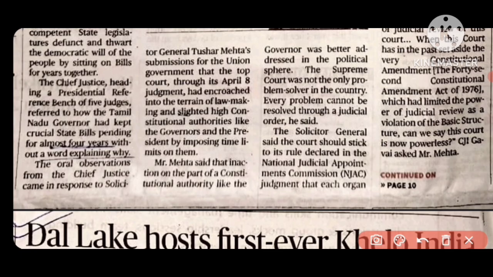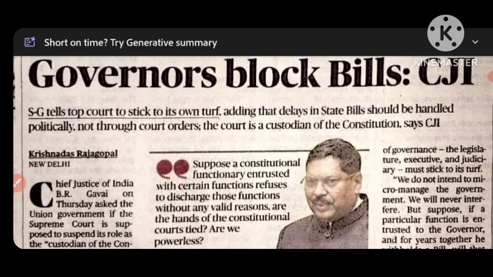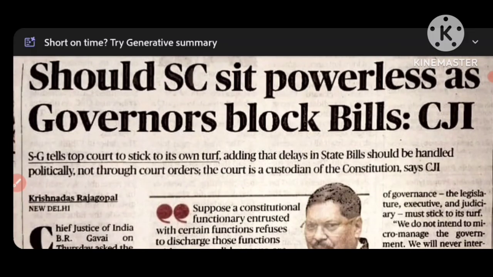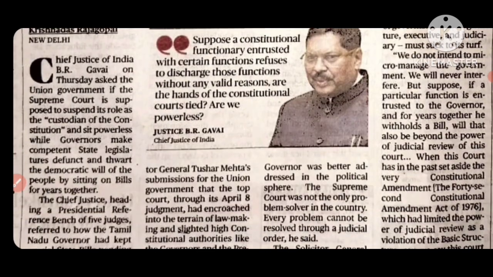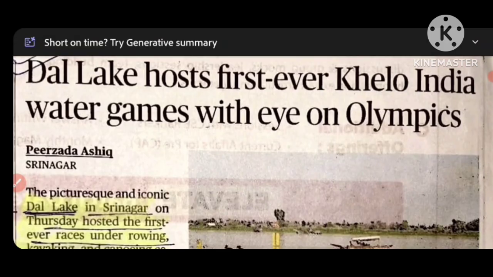Until and unless the Supreme Court has said something, we cannot write the conclusion, we cannot derive conclusions. But you have to keep an eye on this matter, because in 2026 or even later, this issue is very important in polity.